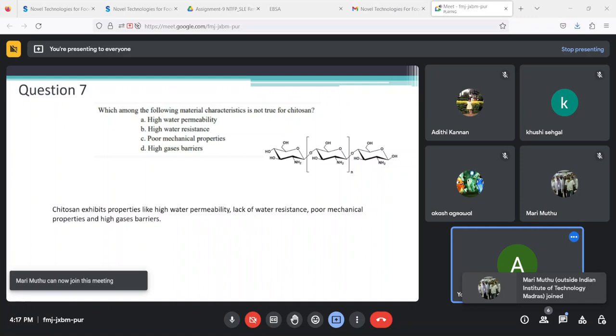So this is often used as a polymer coat to prevent any sort of oxidation or unwanted reactions with the atmosphere. In order to prevent oxidation, you often have a polymeric material made up of chitosan to prevent its exposure to the atmosphere. So the answer is option B.